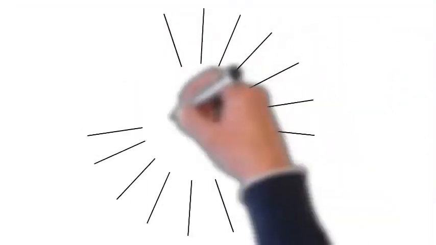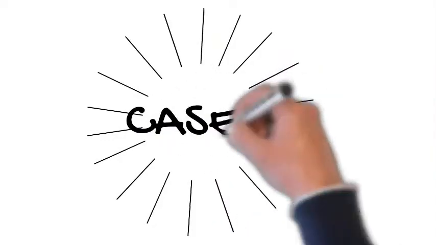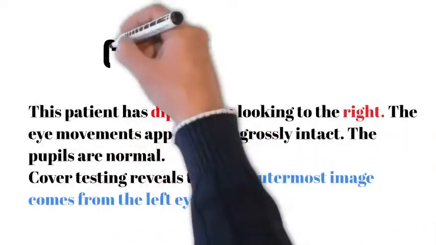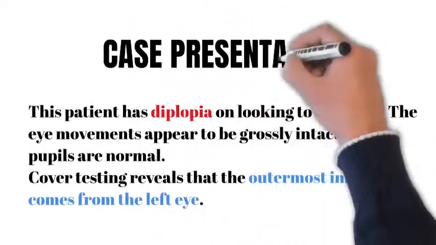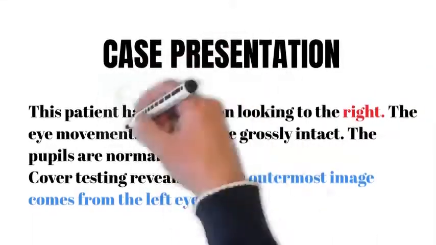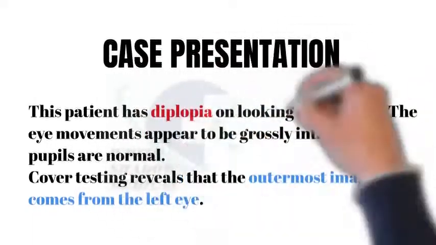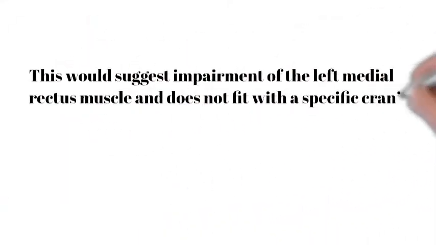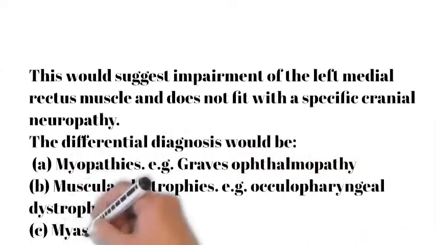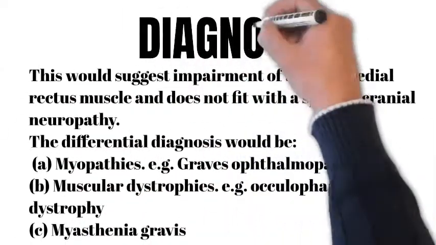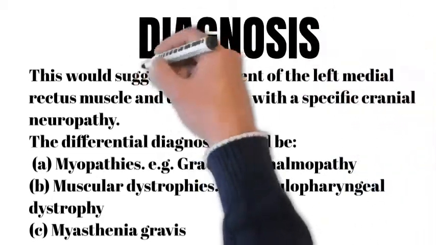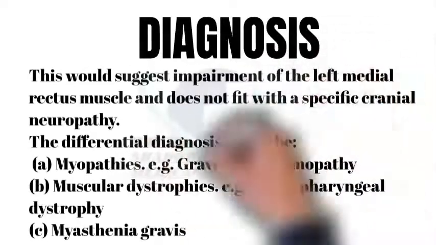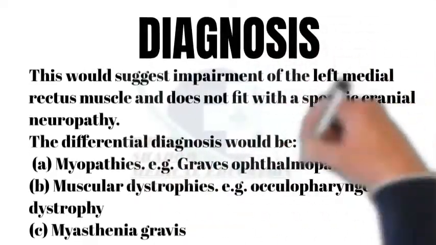Case presentation 4. This patient has diplopia on looking to the right. The eye movements appear to be grossly intact. The pupils are normal. Cover testing reveals that the outermost image comes from the left eye. This would suggest impairment of the left medial rectus muscle and does not fit with a specific cranial neuropathy. The differential diagnosis would be myopathies, for example Graves' ophthalmopathy, muscular dystrophies, for example oculopharyngeal dystrophy, and myasthenia gravis.